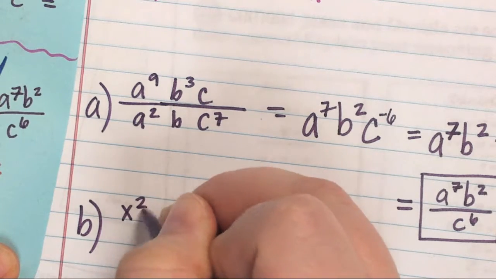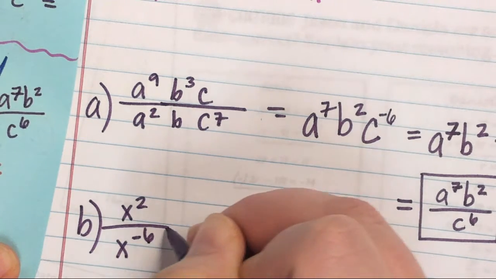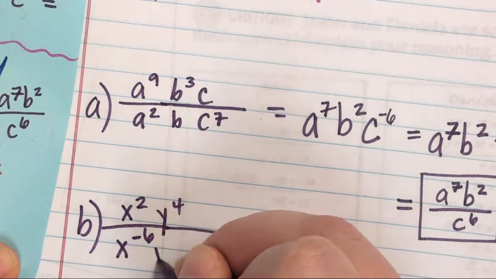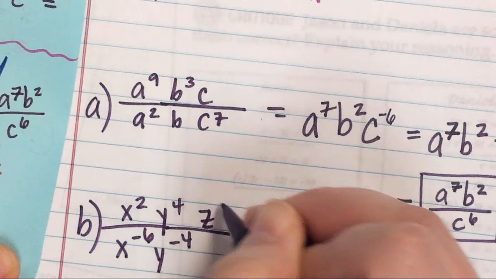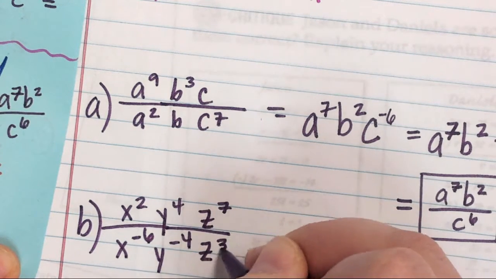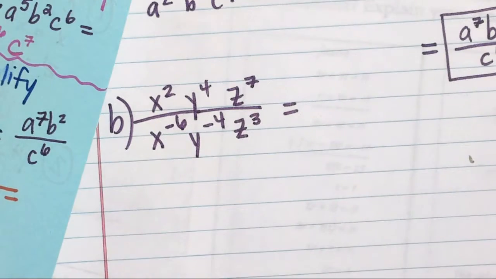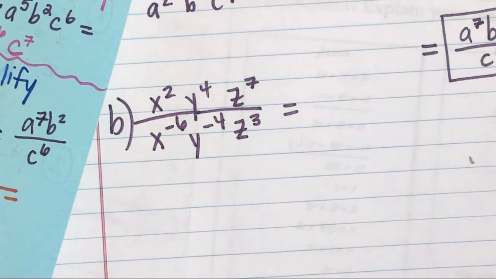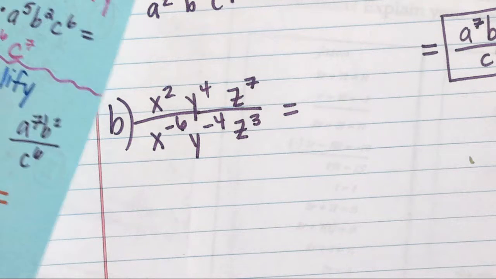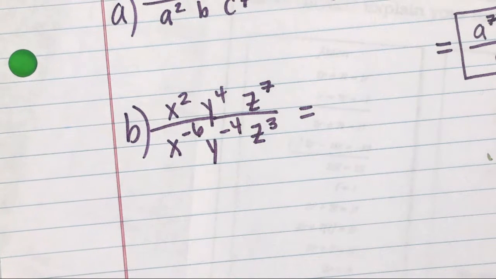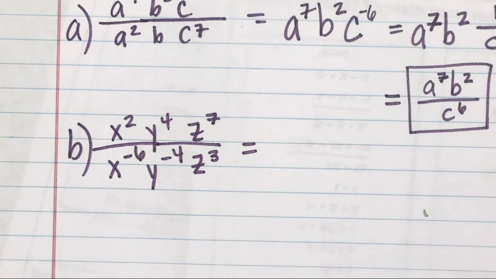X squared over x to the negative 6, and it had a y to the 4th, a y to the negative 4, a z to the 7th, and a z cubed. I saw at least 3 people, ironically all from the same group, I wonder if they work together or what, who had the y's completely cancel out. That was a mistake. Why was that a mistake? Because the y on the bottom turns into a positive 4, and it'll be 8.